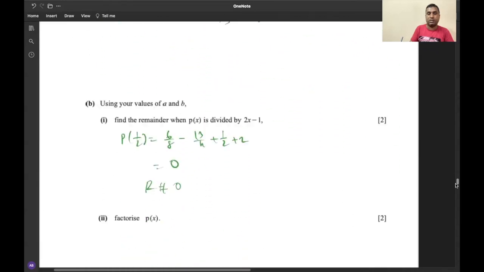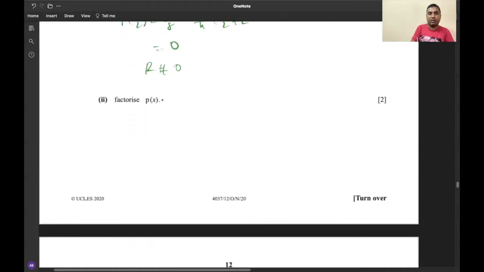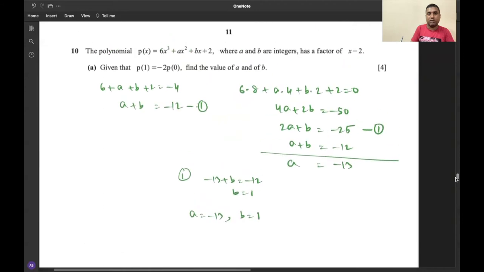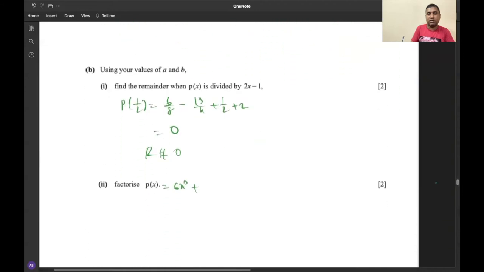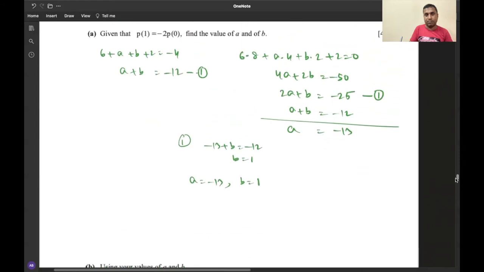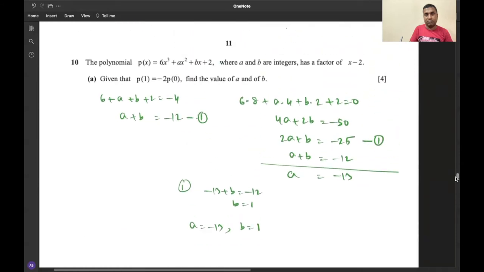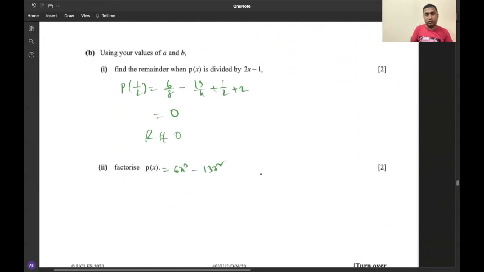So we will now factorize 6x cube, and then ax square means minus 13x square, then bx means x, plus 2.